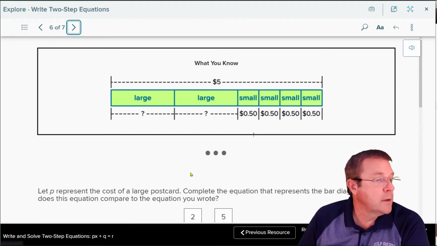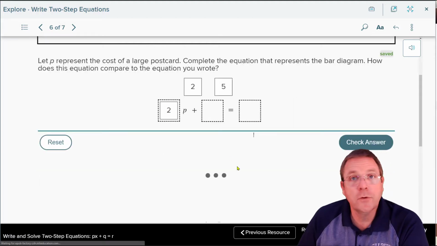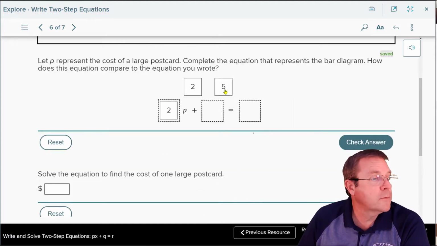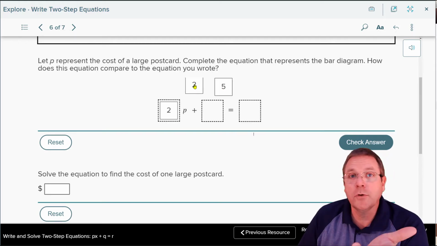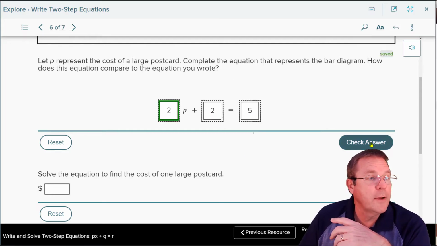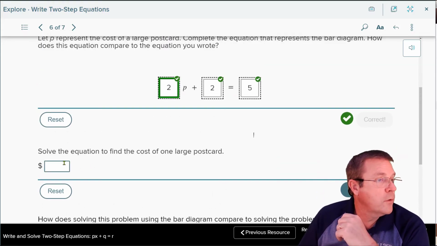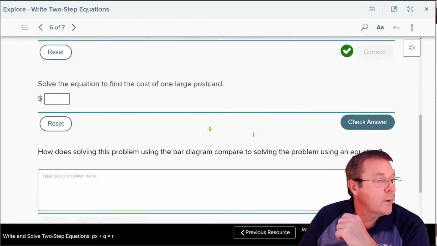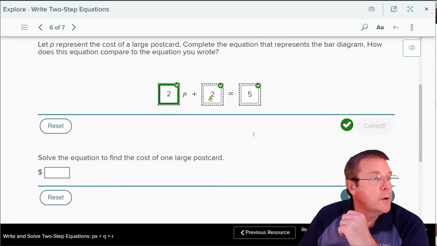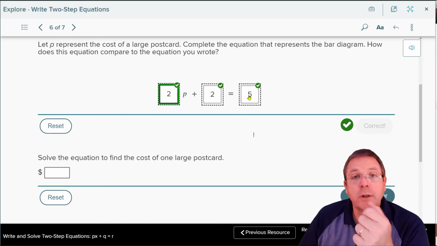So you can see here, they're going to say that instead of x, they use p. So 2 times p plus $2 again, because remember, 4 postcards at 50 cents a piece. That was going to be your $2, and that equaled the total of $5. So that part checks. To solve for the cost of 1 postcard, we're not really going to work it out right now, but we'd subtract 2 from both sides, and 5 minus 2 would leave you 3.